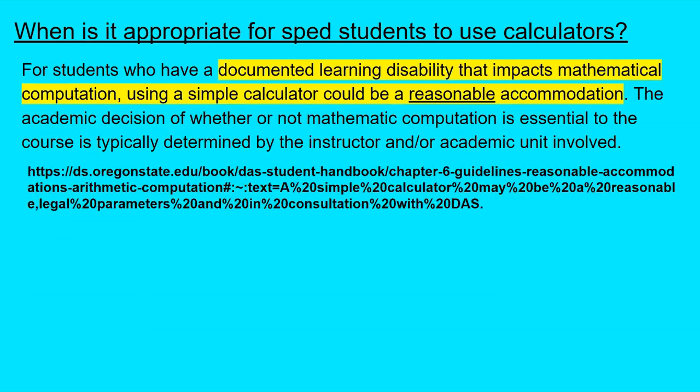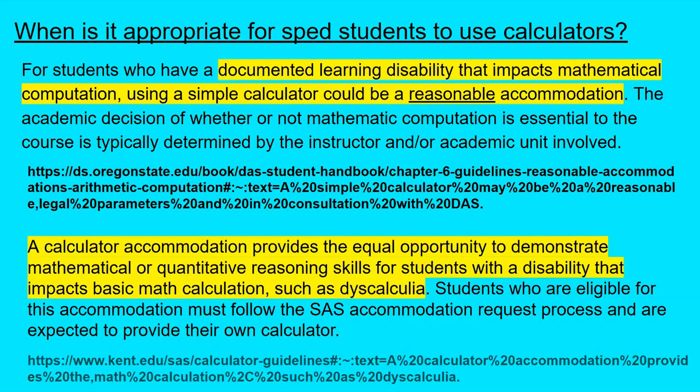So Oregon State says a documented learning disability that impacts mathematical computation using a simple calculator could be a reasonable accommodation. And Kent State says a calculator accommodation provides the equal opportunity to demonstrate mathematical or quantitative reasoning skills for students with a disability that impacts math calculation, such as dyscalculia. Now, that is a disability. It's very similar to dyslexia, but it deals with numbers and getting numbers and signs mixed up and turned around.